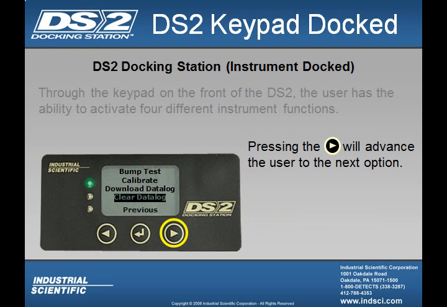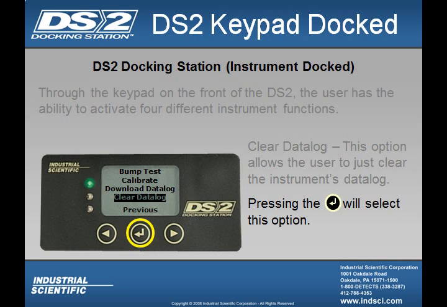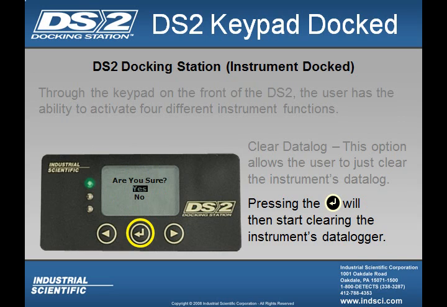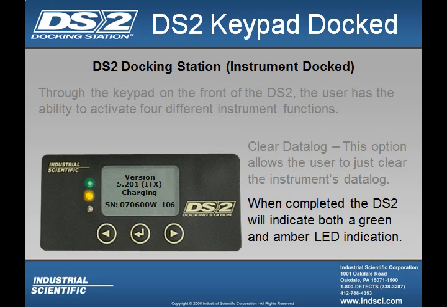Another event I can access is to simply clear my data log. By using my right arrow button, I can highlight Clear Data Log. Now this option allows me to clear the instrument's data logger, even if it's never been downloaded before. So be careful about choosing this option because it'll clear all the instrument's internal information from the data logger. Pressing the Enter button allows you to select this option. It'll want you to confirm it by pressing Enter for yes, and it'll automatically clear out all the information in the data logger. Upon completion of that clearing, you'll receive once again both a green and an amber LED.